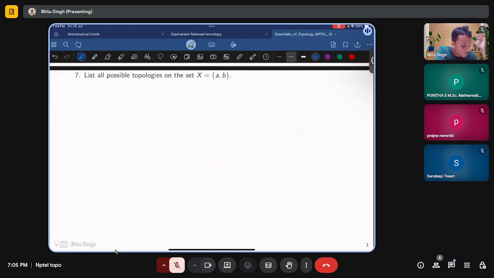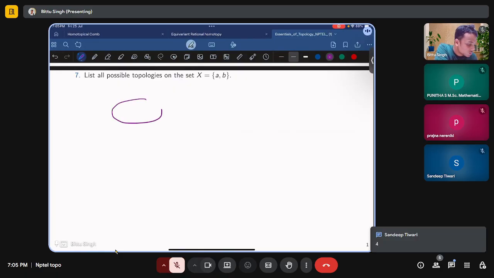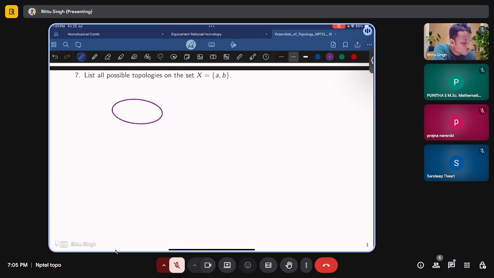So list all possible topologies on the set {A, B}. Yes, there will be 4 choices. So one choice will be to take A and B. Here we are not taking anything; we are taking the whole thing, that is X, and the empty set. The empty set is always there. Empty set and the whole set.